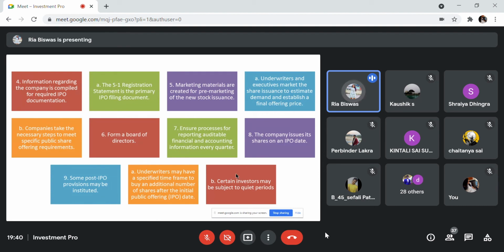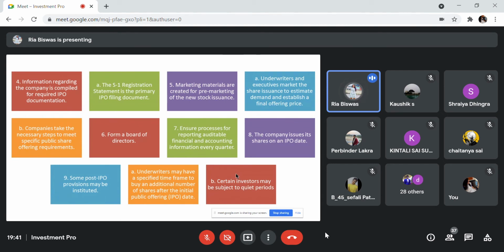Obviously, in any kind of way, let's say you have installed an app, let's take the example of PUBG. If you are going to install this app, obviously you have to register first. You have to register first, and after that, if you open the app, then you can log in to the app. So in this kind of IPO also, they have to register first. Okay, that is the S1 registration statement.